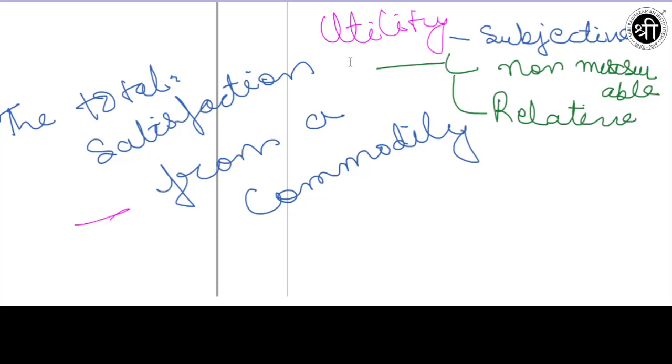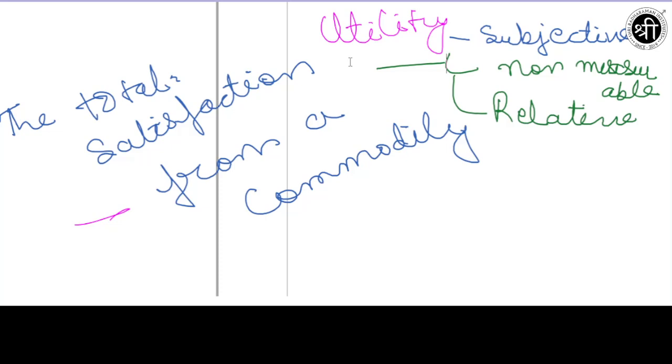So alcohol is something which is not useful, but still people who drink alcohol get some kind of utility from that. So utility is different from usefulness. A thing might be useful but not give utility, and a thing might not be useful but still it can give utility.